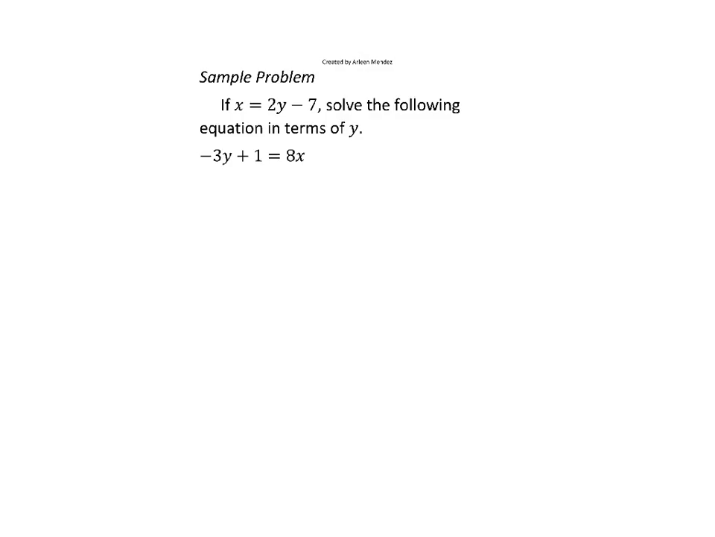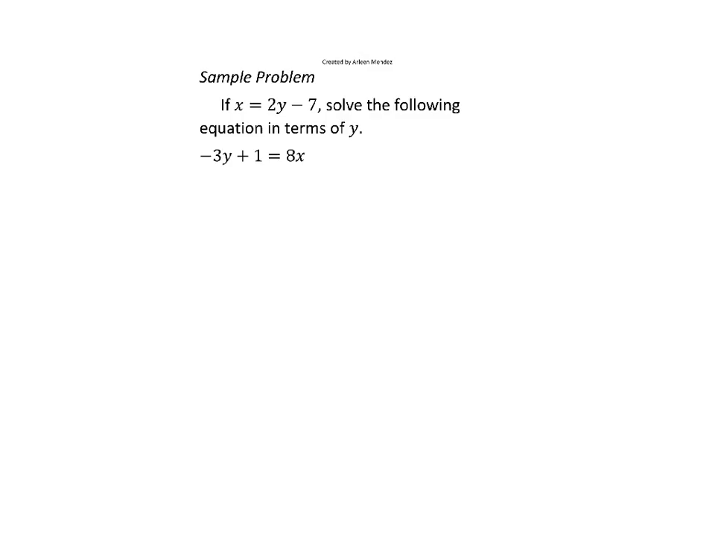All right, so let's look at this sample problem. This is more like something we'll see in the exam. We may see some of the other ones, but they like to make it a little bit trickier, so they try to throw extra steps in. But as long as you understand what to do, you'll be fine. This says, if x equals 2y minus 7, solve the following equation in terms of y.